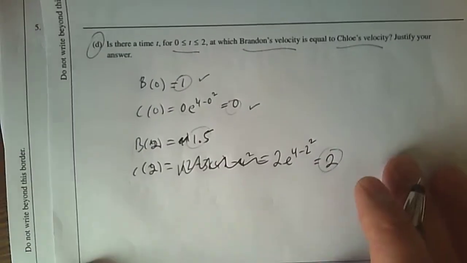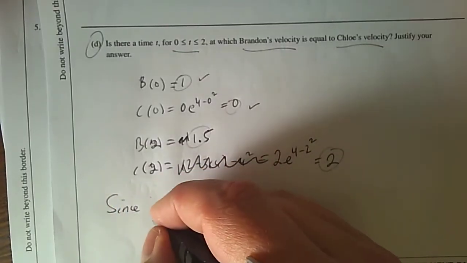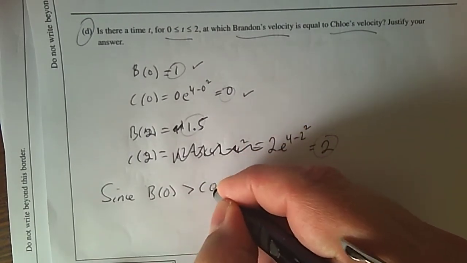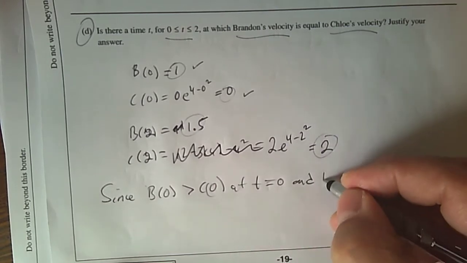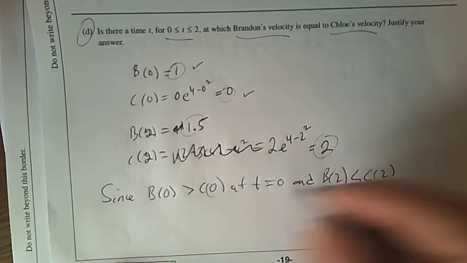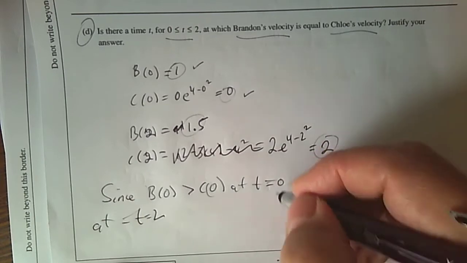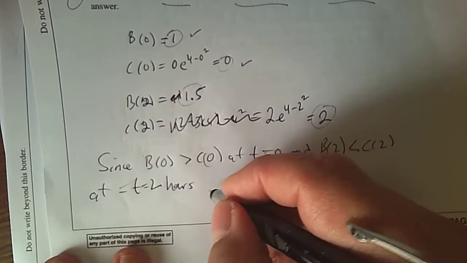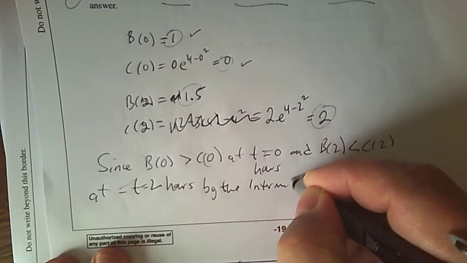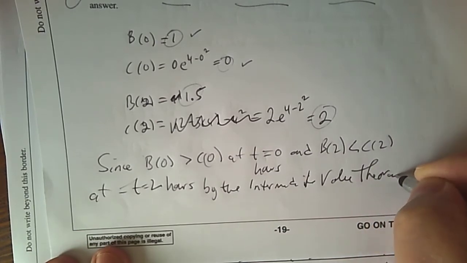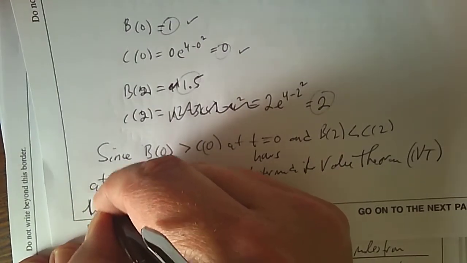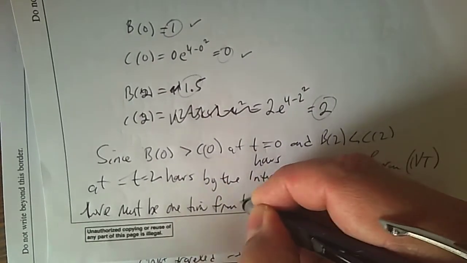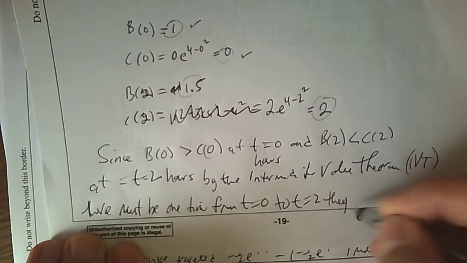over from 0 to 2. So since b at 0 is greater than c at 0 at t equals 0, and b at 2 is less than c at 2 at t equals 2, now there's a theorem here, and it's called the intermediate value theorem. That's sometimes called IVT. There must be one time from t equals 0 to t equals 2 they have the same velocity.